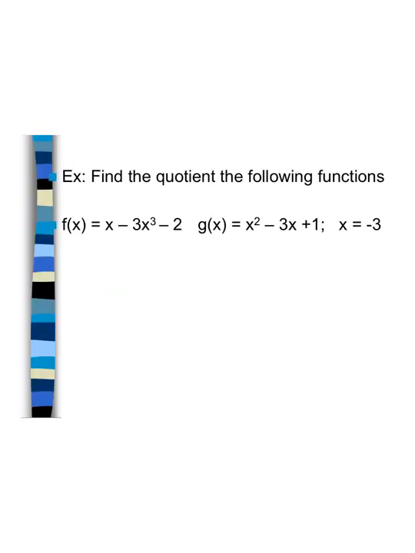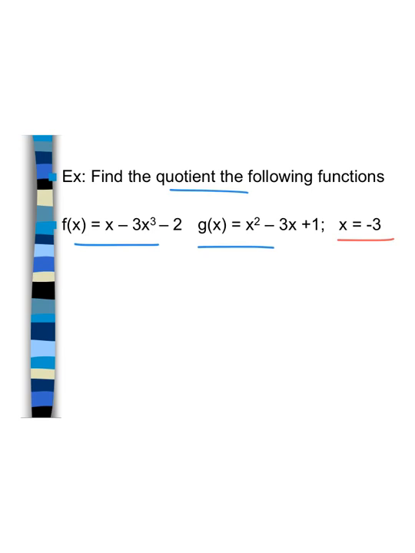All right, for our next example, we're going to be finding the quotient for our two functions. So we're going to find the quotient for f of x and for g of x, and then we're going to evaluate that when x is equal to negative 3. All right, so quotient is just a fancy word to say that we want a fraction. We want to divide these things.